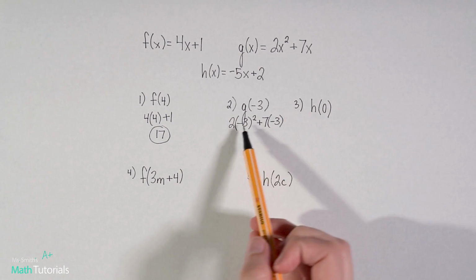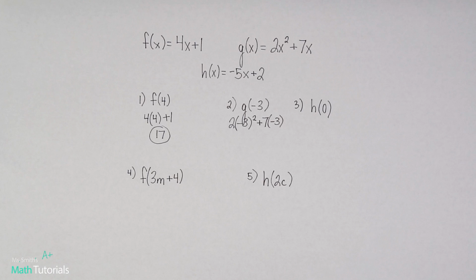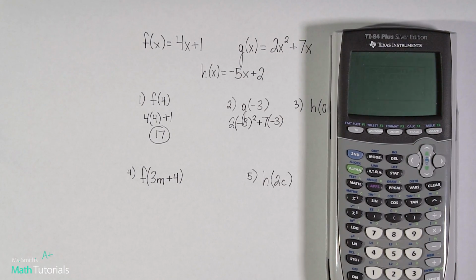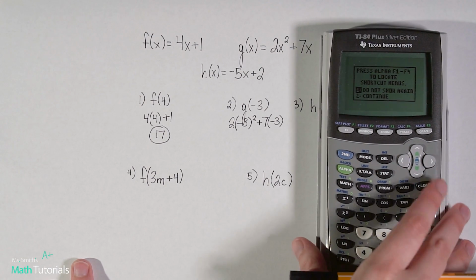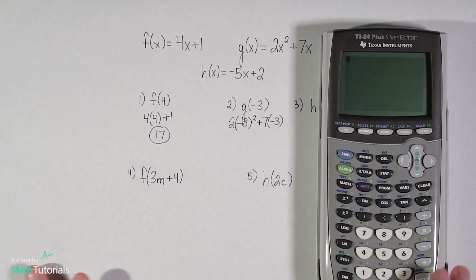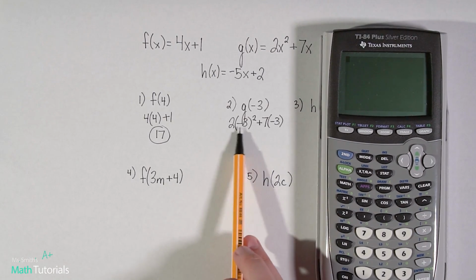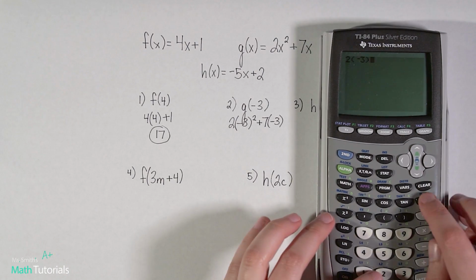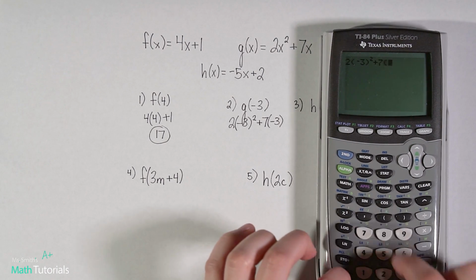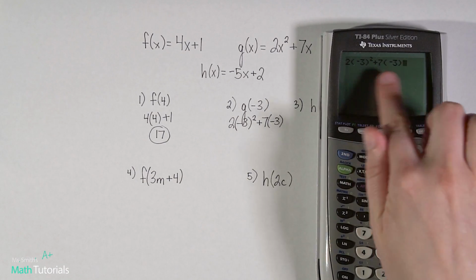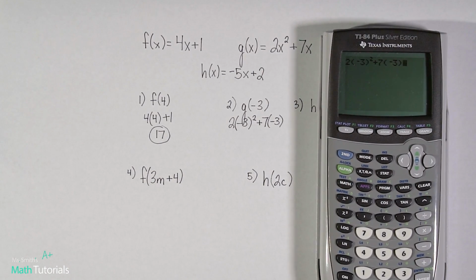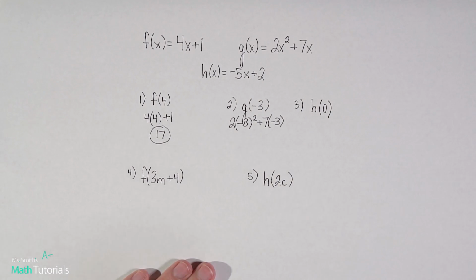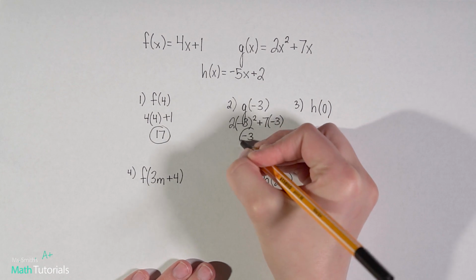All right, now you can just put this in your calculator. And in fact, let's do that. I'm going to bring my calculator in, and I'm going to plug in exactly this. So 2 times negative 3 to the power of 2 plus 7 times negative 3. Okay, you'll notice those parentheses are extremely important. Make sure you have those included. Enter. All right, so what's my answer here? Negative 3.